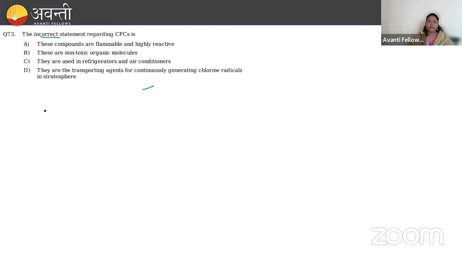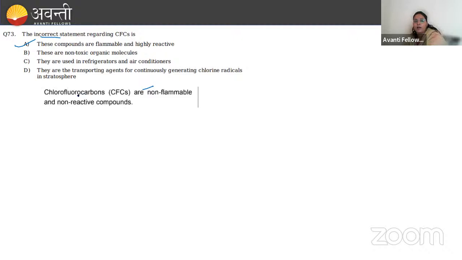So the first statement is incorrect, because they are non-flammable and non-reactive materials. Okay, CFCs are non-reactive as well as non-inflammable compounds. Other three are true. Non-toxic होते हैं, रेफ्रिजरेटर और एयर कंडीशनर्स में यूज होते हैं, और ट्रांसपोर्टिंग एजेंट्स होते हैं जिससे स्ट्रेटोस्फीयर में क्लोरीन रेडिकल्स की रिएक्शन होती है.